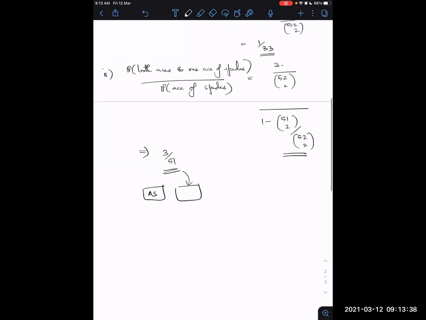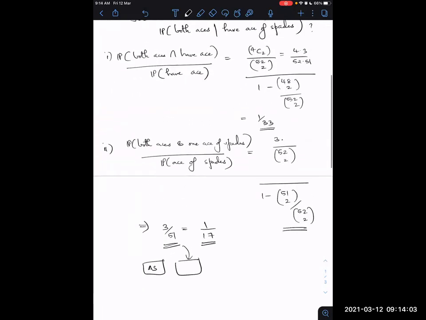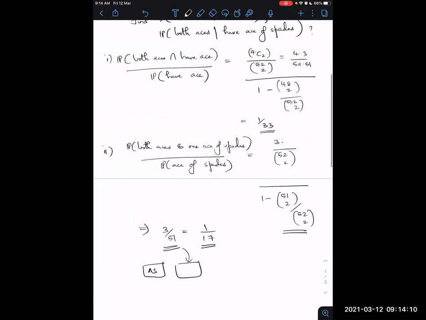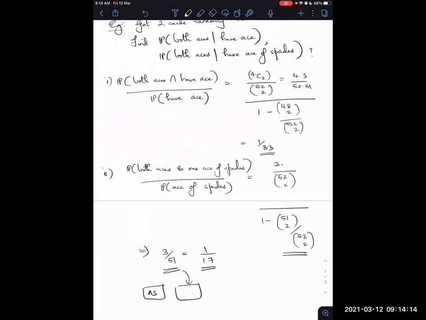Now, what is the point we are trying to emphasize here? When you solve 3 out of 51, it's 1 over 17. So 1 over 17 is a greater probability than 1 over 33. Why is that happening? The intuition is that in the first case, the probability we are calculating is the probability that you have both aces, given that you have at least one ace. This at least one ace can be many aces.